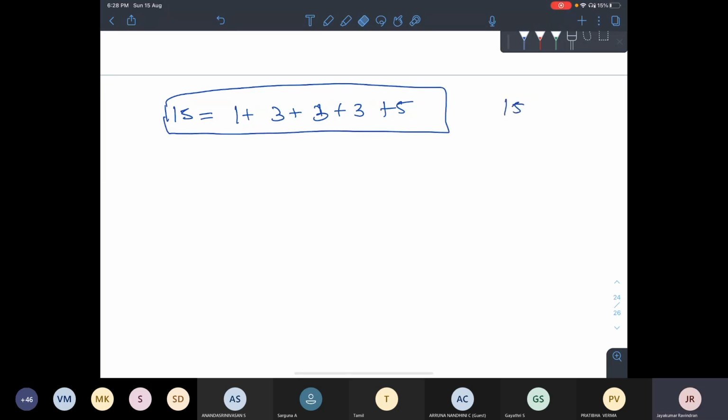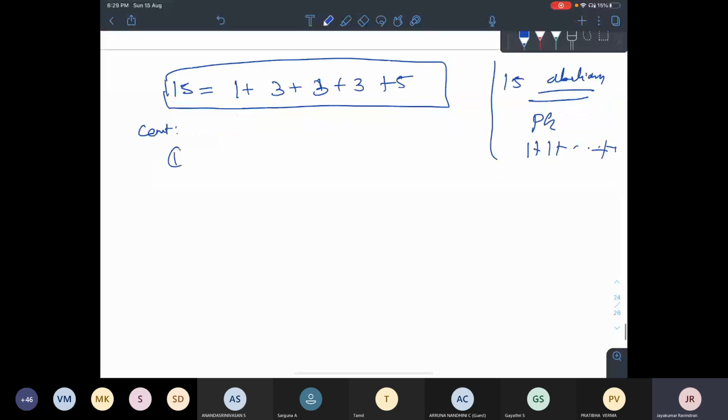By Sylow's theorem, one can prove this. This is of type pq. So we know already the answer: it should be 1 plus 1 plus 1 and so on, 15 ones. It cannot come like this. But let's check.